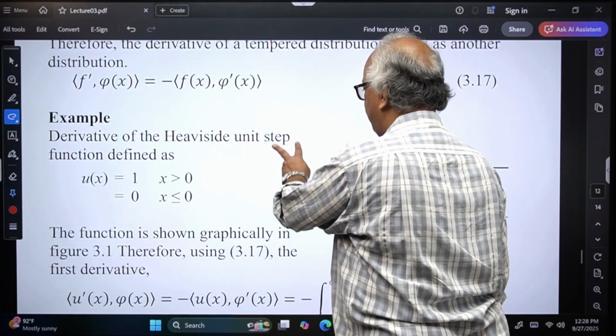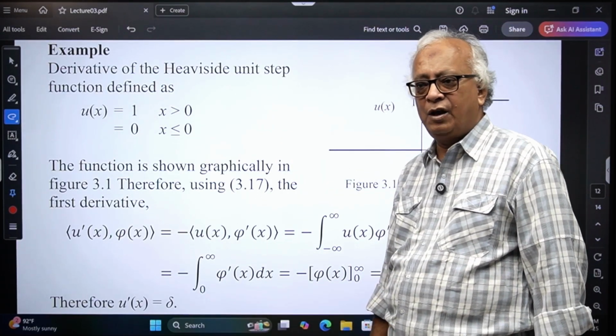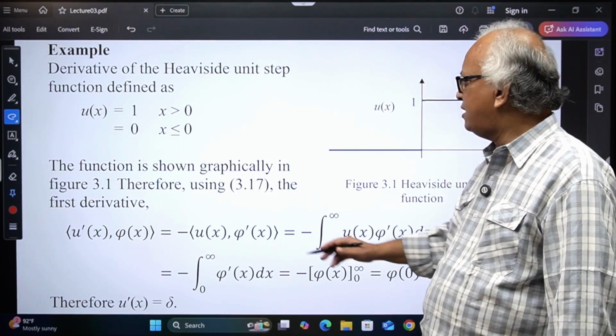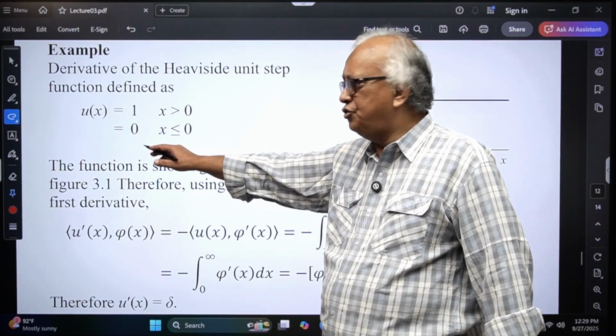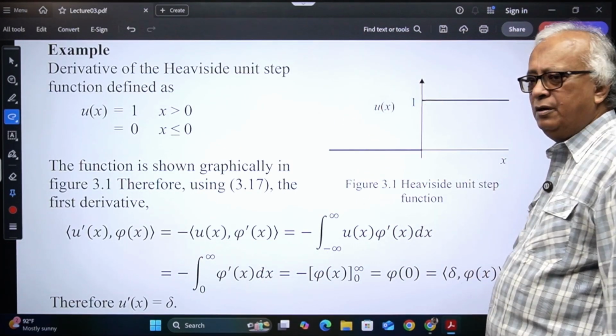Okay, here's the thing now. Derivative of a Heaviside function, Oliver Heaviside, which is also known as the unit step function, u(x) equal to 1, x greater than 0, 0, x less than 0. So this is the Heaviside function.